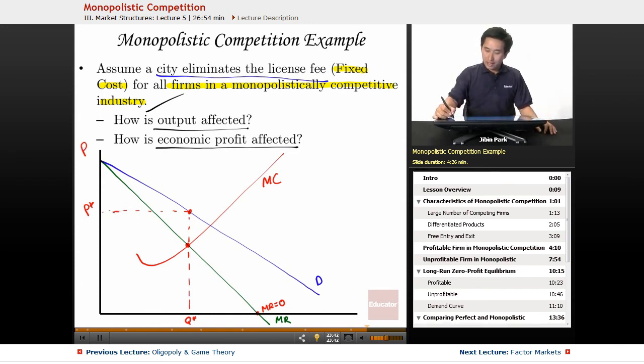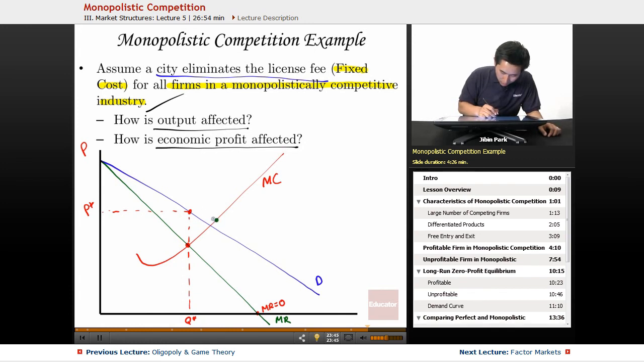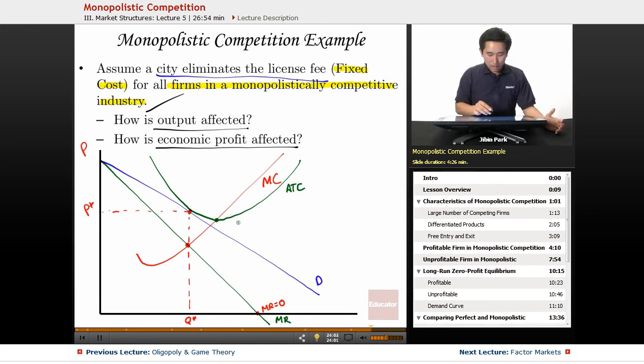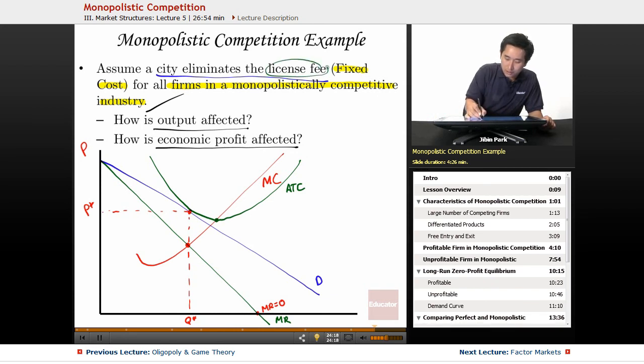Now, where's the ATC going to be here? If it's in long run equilibrium, again, choose a point below the profit maximizing price, but above the point of allocative efficiency. And you draw the ATC where it's tangent to the profit maximizing point. And basically, you have a monopolistically competitive firm in long-run equilibrium. So this is all the points of the graph. Everything's labeled here. Now, the one exogenous event that occurs is that the city eliminates the license fee. So there is no more license fee. So the fixed cost actually decreases.